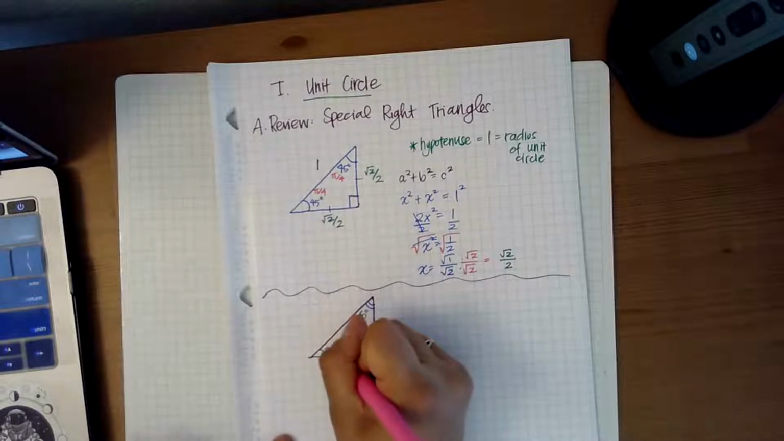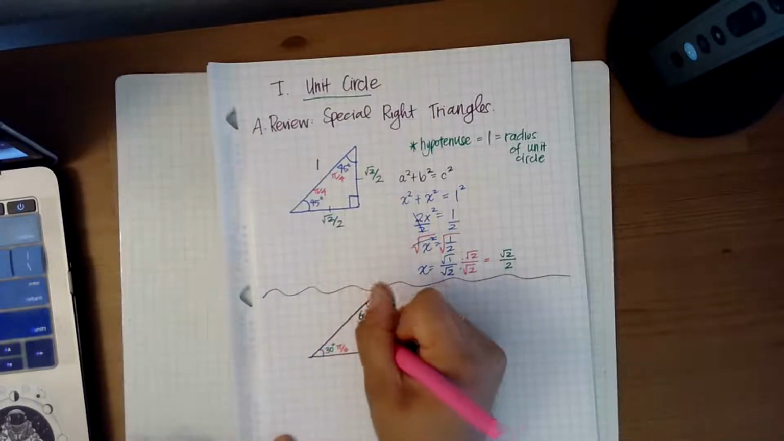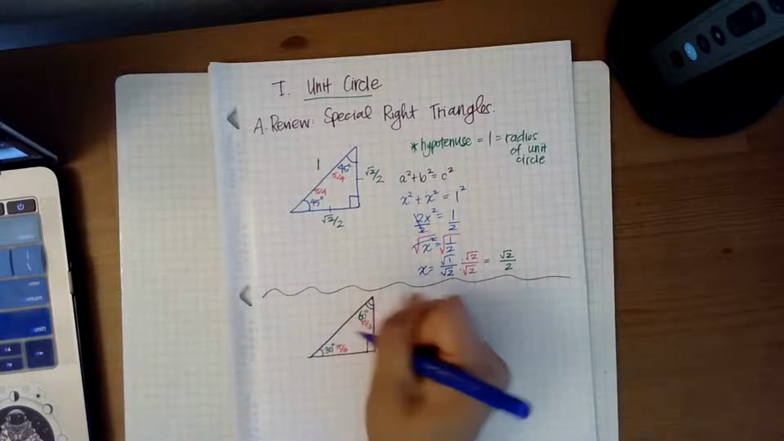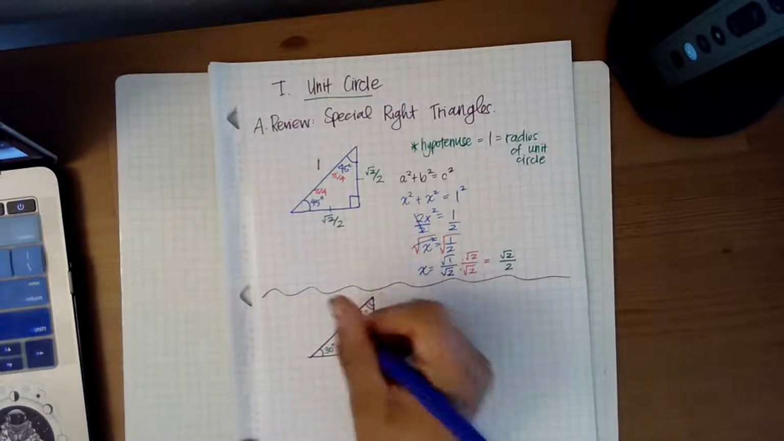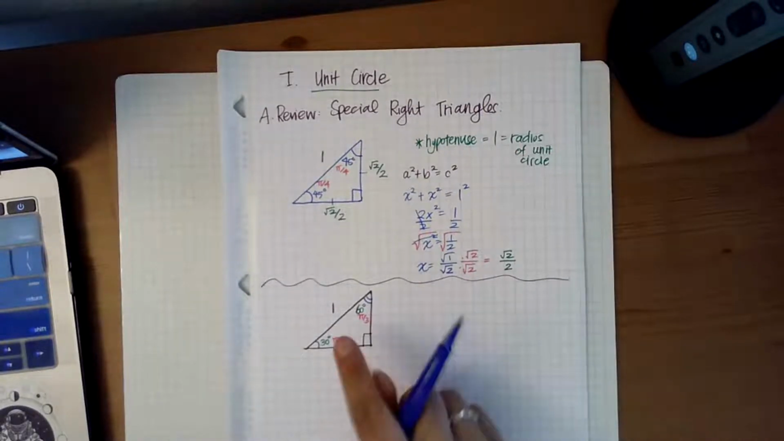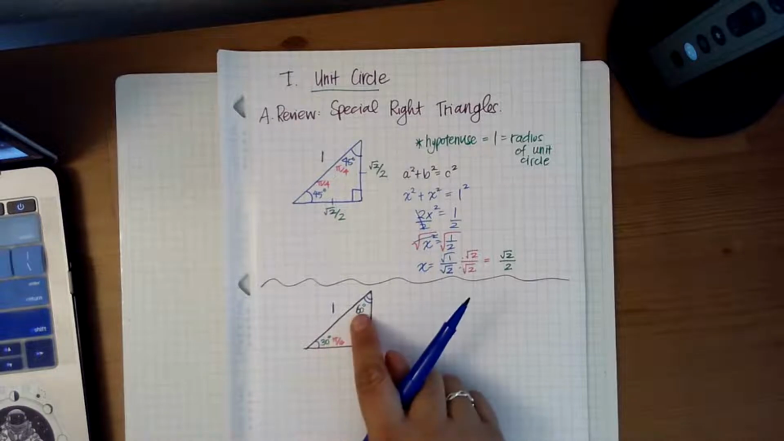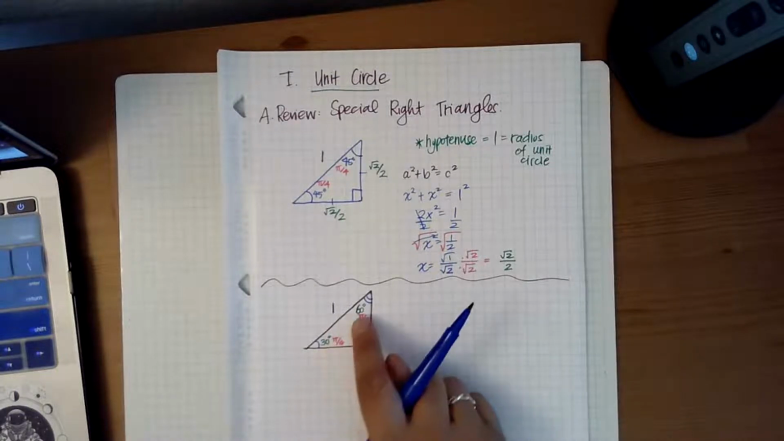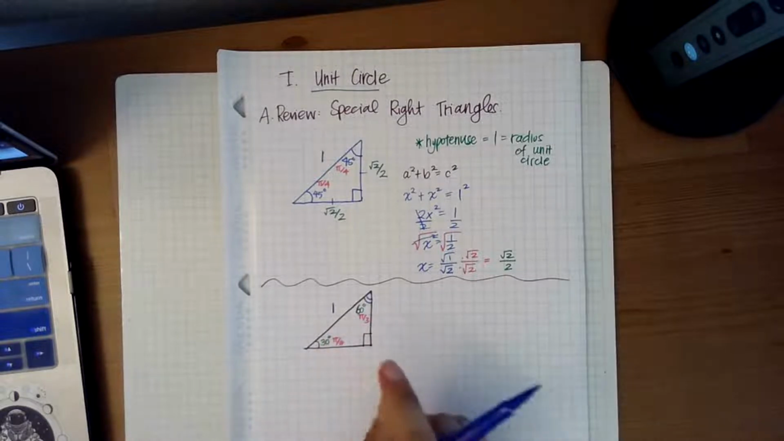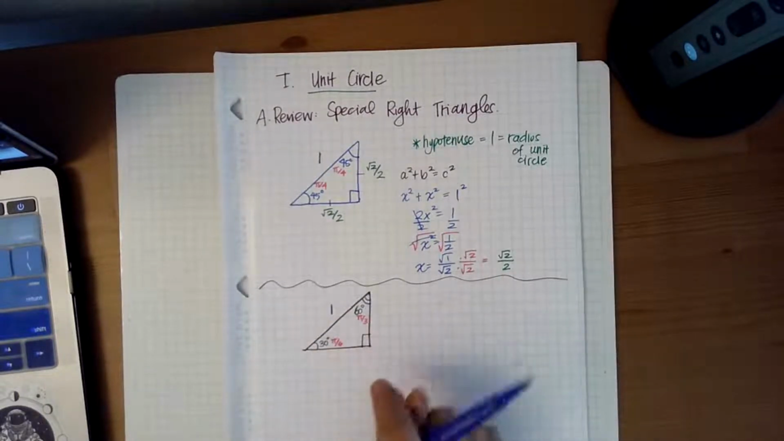In radians, this right here is pi over 6 radians, and this right here is pi over 3. Again, my hypotenuse must be 1 because it's going to be the radius of the unit circle. The hypotenuse is always across from the right angle, so this one is 1. Okay. Now notice this relationship here. What can you tell me about 60 and 30? There is a relationship of 2 or half. So one of these sides is going to have that relationship.